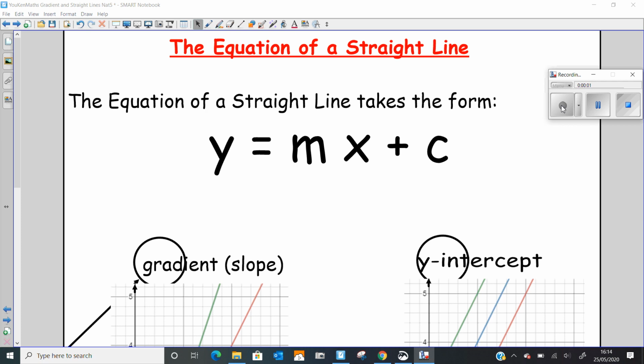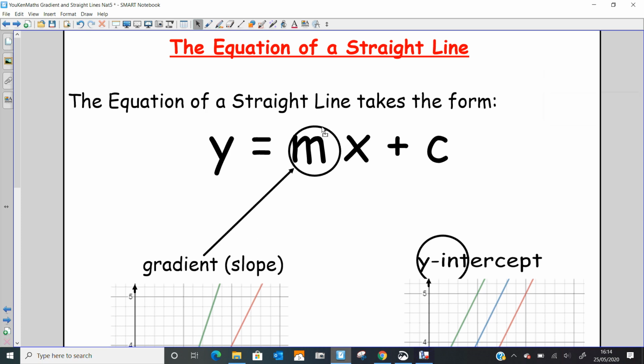We're learning to recognize a straight line from its equation, and its equation is generally y equals mx plus c. Now the m that's in there stands for the gradient, and we covered that in the first video that we did when we were looking at how to understand gradient and what that actually means to us.